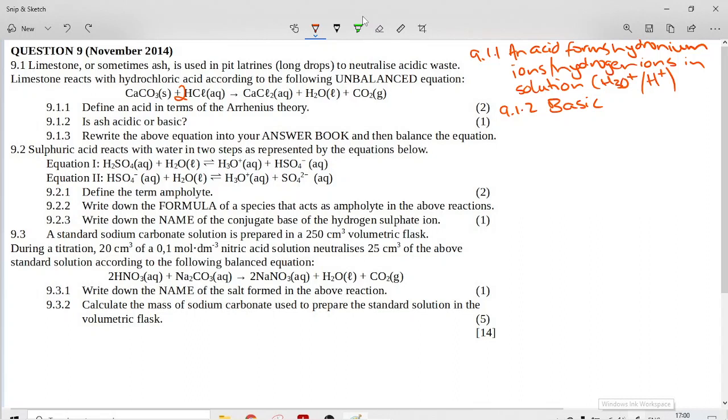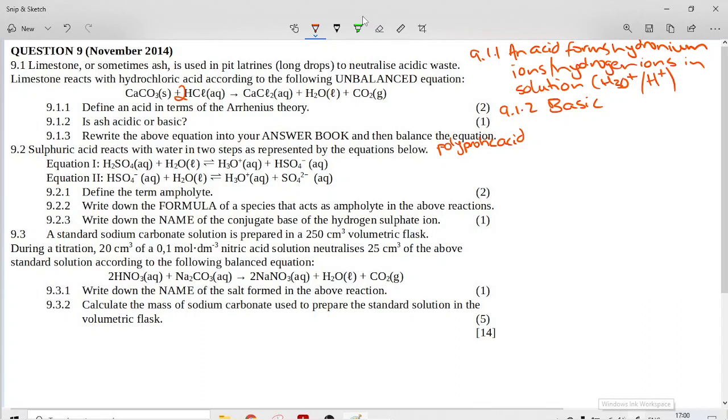Then it says sulfuric acid reacts with water in 2 steps as represented by the equations below. This is because sulfuric acid is a polyprotic acid. Remember, it's a polyprotic acid. It's capable of donating more than 1 proton. So the first equation is sulfuric acid plus water goes to the hydronium ion and the hydrogen sulfate ion. And the second equation is the hydrogen sulfate ion plus water goes to the hydronium ion plus the sulfate ion.